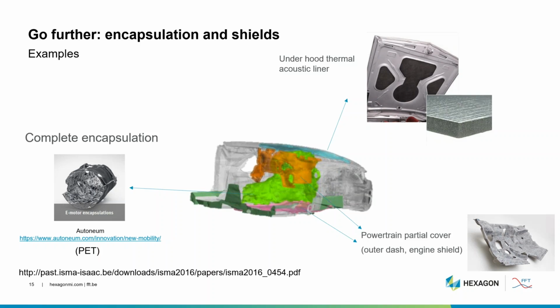And we can go further because actually we know that our motor is not an isolated system. It will be embedded in a more complex environment, and in particular, we potentially want to consider all the acoustic treatment or thermal treatment that will be around our engine or directly put on top of it. So we talk about complete encapsulation, for instance, to really reduce the sound that is emitted by the engine. We can directly model those effects within Actran, as we can also consider more complex geometries with acoustic treatments such as powertrain partial cover, or underhood thermal acoustic liner when it comes to the automotive industry.